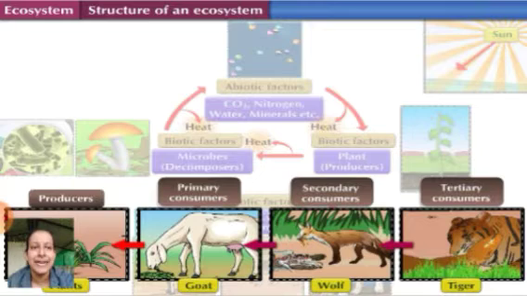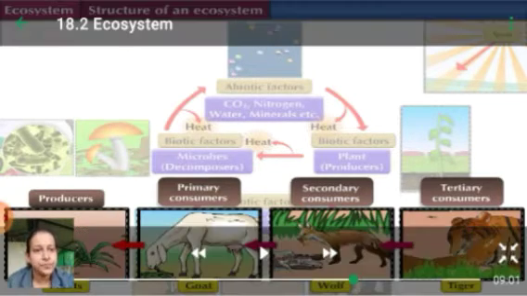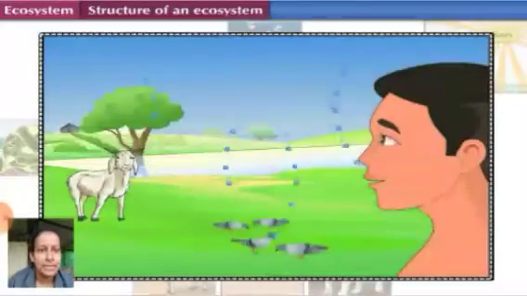Why am I saying indirectly? It's because primary consumers directly depend on the producers, whereas secondary consumers depend upon the primary consumers, which are eating the producers. So that means secondary consumers are indirectly dependent on the plants. That means producers or the plants are very important in an ecosystem, right? So this is regarding the plants and the animals.